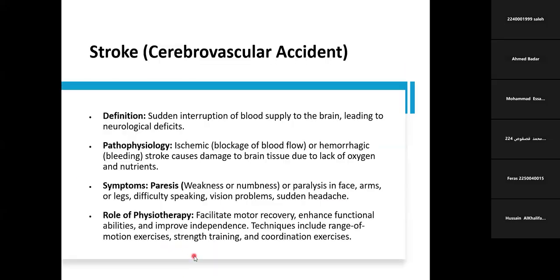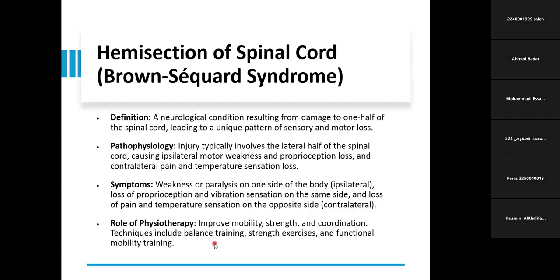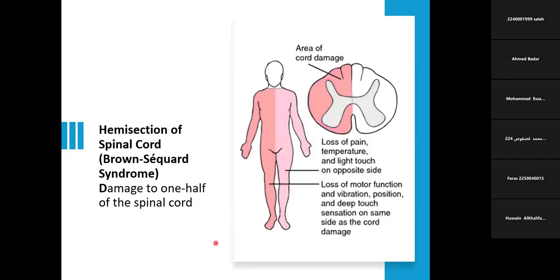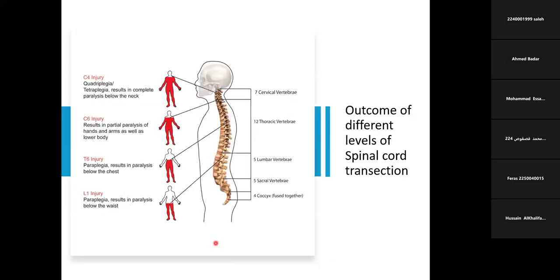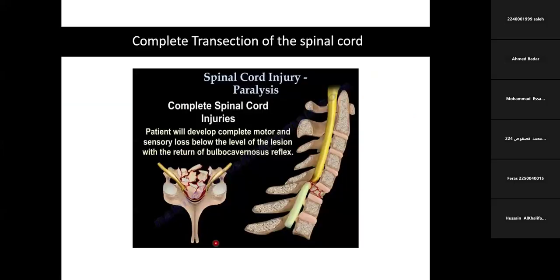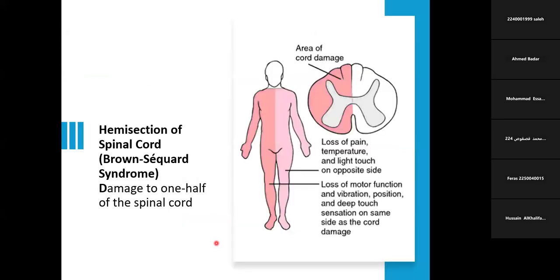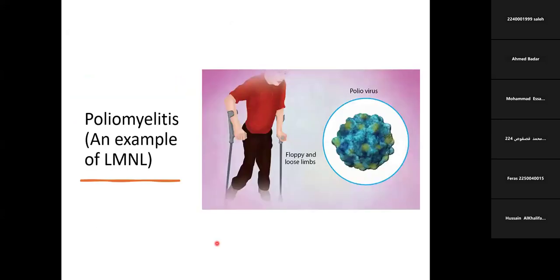My dears, this stroke and this hemisection of spinal cord and this transection of spinal cord, they were all mostly examples of upper motor neuron lesion. Now we have got an example of the lower motor neuron lesion. The disease is very famous. It is called poliomyelitis. It is by a virus, which is called poliovirus. This poliovirus attacks only one small area of the spinal cord and destroys it.